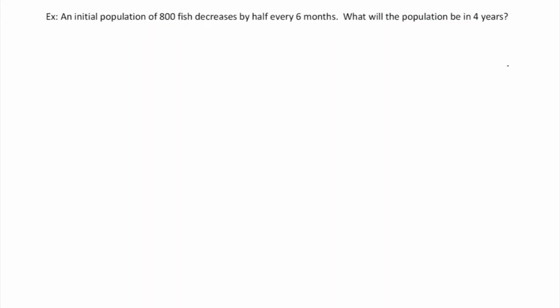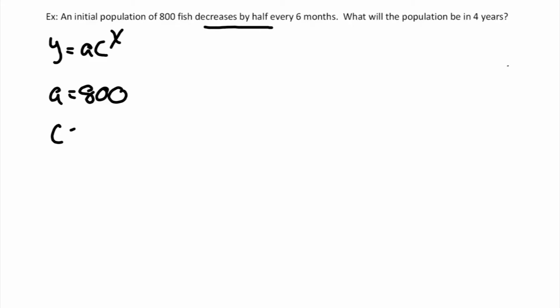Let's take a look at another example. The first thing I'm going to do is write out the equation so I have it in front of me: y equals a times c to the exponent x. Looking for the a value, that's the initial value, is 800. The c value tells us we decrease by half every 6 months, so that's 0.5 every 6 months. Finally, the x value, or the term or the period, is 4 years.